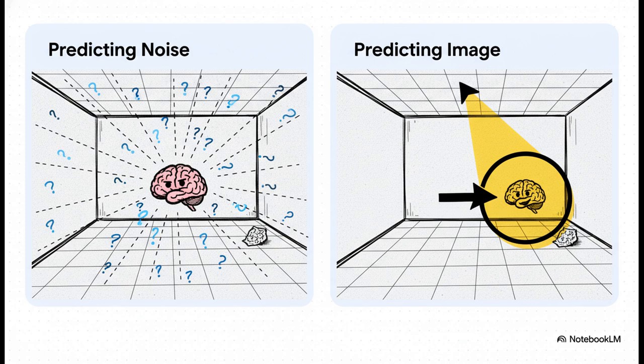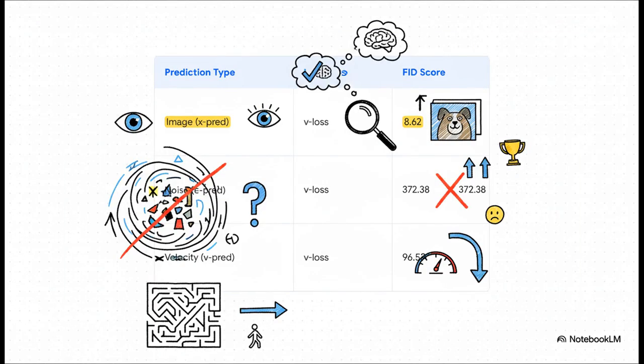It's so much simpler, so much more focused. And here is the hard data that proves it. Researchers tested this whole idea on a standard image dataset. They measured the quality using something called an FID score. Just think of it like a golf score for AI images, where lower is better.